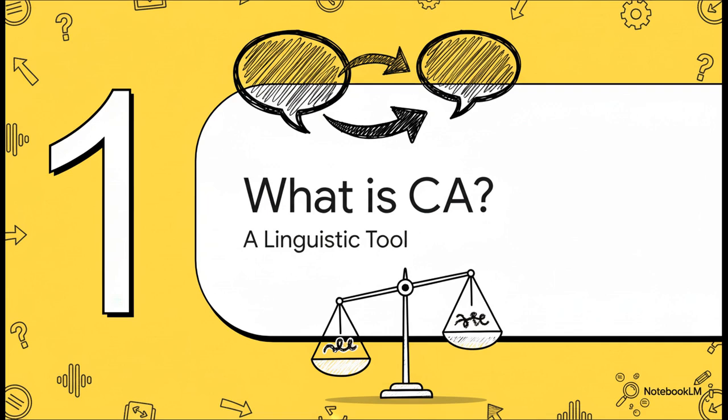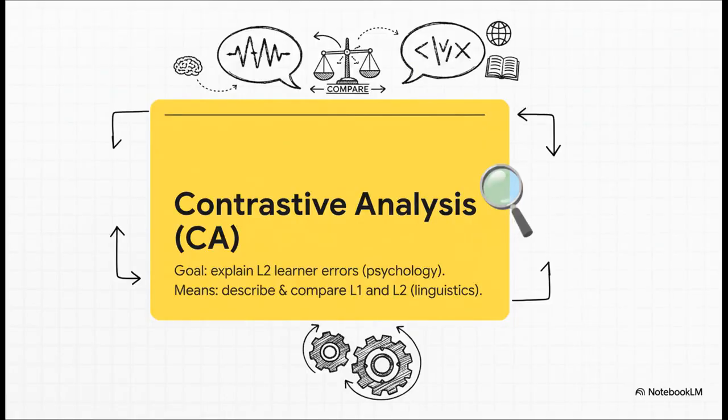What exactly is this thing called contrastive analysis, or CA, as you'll often see it written? Now, it might sound a bit academic, but the idea behind it is actually really straightforward. Okay, this is the most important thing to get straight right from the start. The goal is psychological. It's all about trying to understand what's happening inside a learner's brain. But the method, that's pure linguistics. It's about taking two languages, laying them out on the table, and just describing and comparing the code. This laser focus on the language itself, separate from all the social and cultural stuff, has a name: microlinguistics.